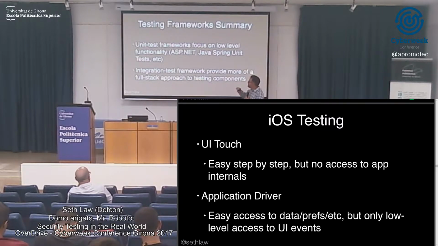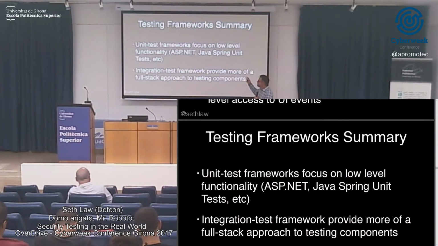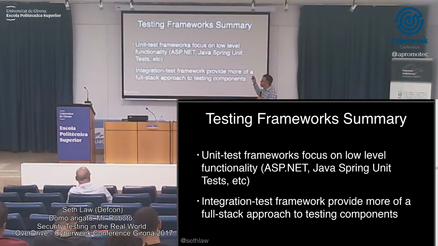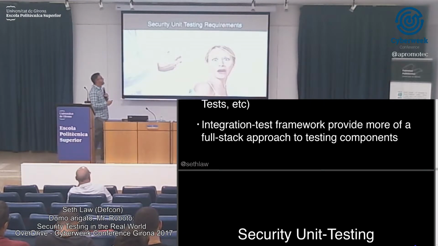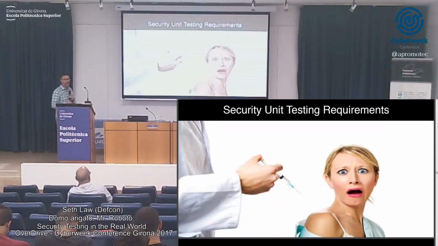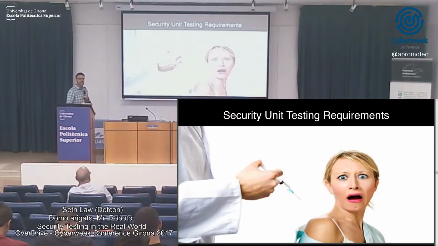The summary here, basically the functionality: unit tests often focus on low-level functionality, whereas integration test frameworks provide a full stack approach. When we're doing a security unit test, we're really doing a security integration test, right? And that's what I want to talk about here. We want to inoculate our application, right? I've got a shot up here. This is what we want to do to our application: inject some sort of security into it sooner rather than later so that we don't get exploited when it really comes down to it.